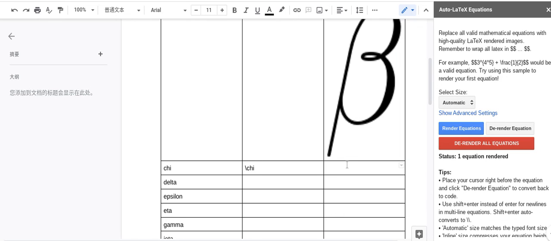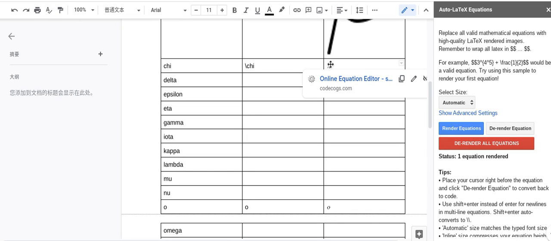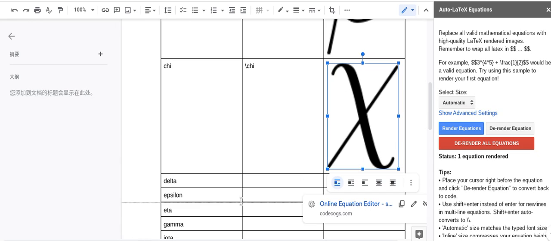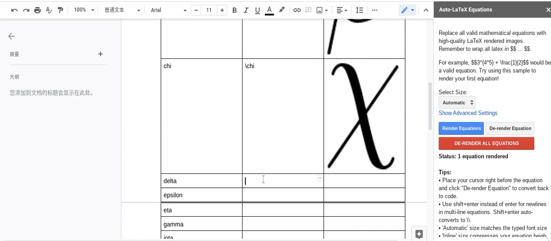Then you do the same for chi. And then you will generate something that is similar to an X. Basically, chi, I remember, is commonly used in statistics. Delta. Everyone knows what delta is. Basically, delta means change of something. For example, change of X over change of Y, right?